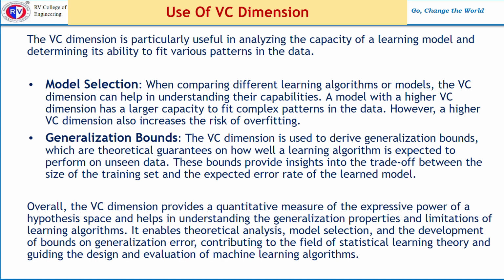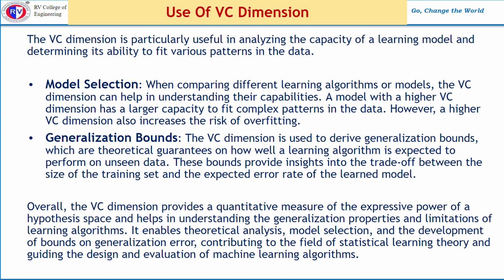When comparing different learning algorithms or models, the VC dimension can help in understanding their capabilities. A model with higher VC dimension has larger capacity to fit complex patterns in the data. However, higher VC dimension also increases the risk of overfitting. Coming to generalization bounds, the VC dimension is used to derive generalization bounds, which are theoretical guarantees on how well a learning algorithm is expected to perform on unseen data.